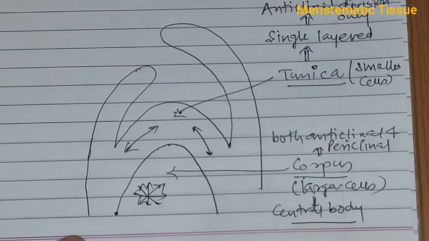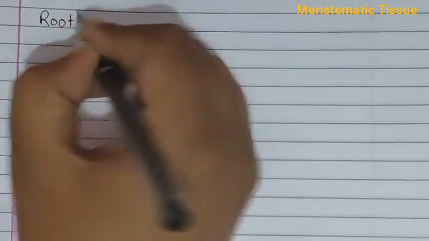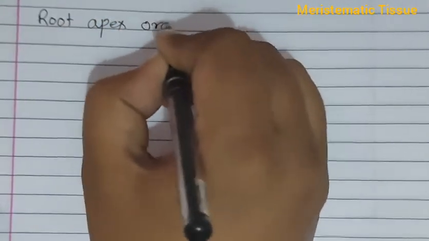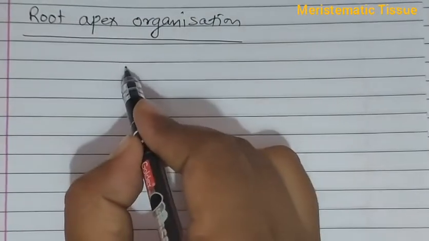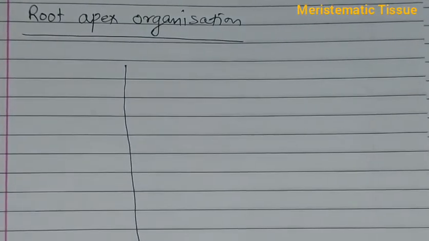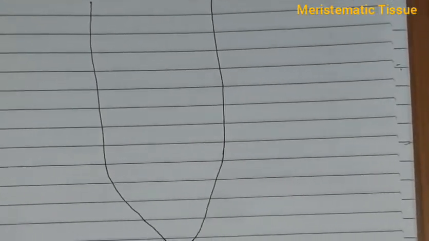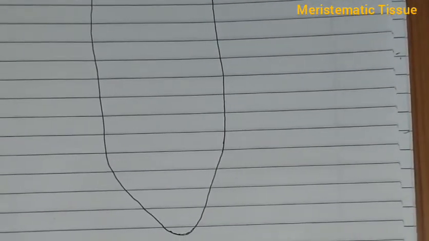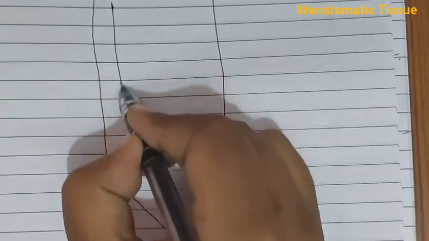Now onwards we will study the root apex organization and its theories. So next is root apex organization. When we study root apex organization, we should draw the particular diagram which represents a root apex. Okay, so it will look like this. Now in this diagram, if we study, there are several layers.